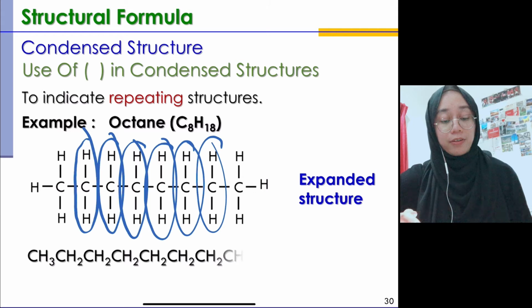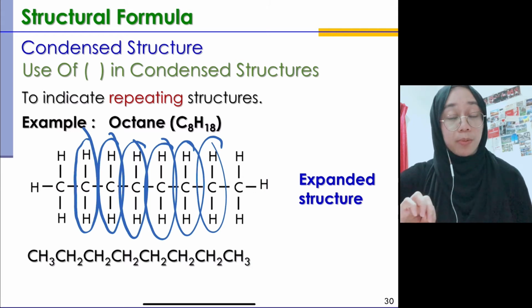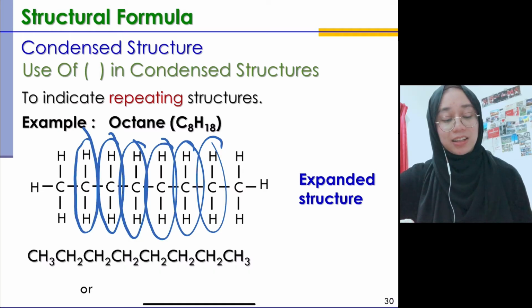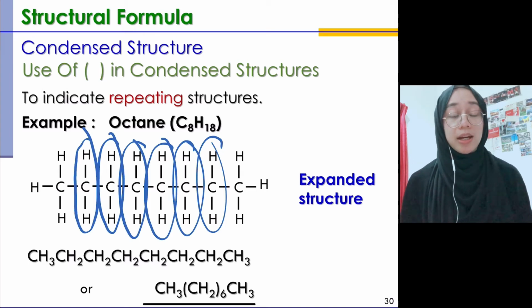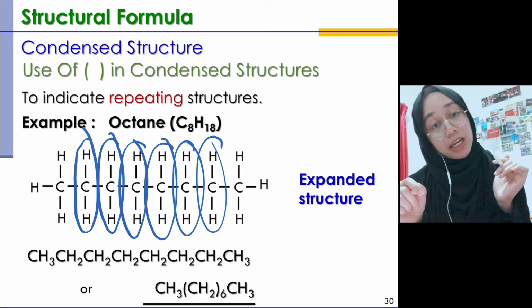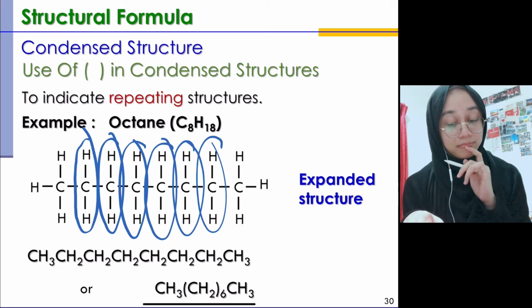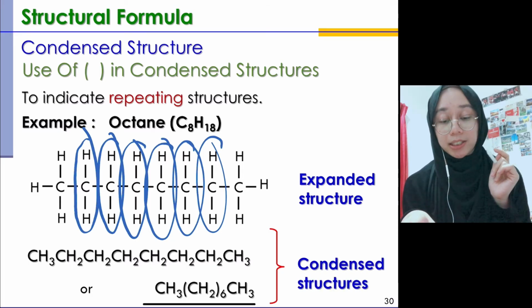Okay. Therefore, kalau yang ni, kalau kita tulis yang macam biasalah, boleh juga. Yang ni pun boleh juga, tapi panjang lah. Penat. Okay. And then, satu lagi adalah, kita boleh terus guna bracket. So, since dia repeat 6 kali, so CH3, and then CH2 tu letak dalam bracket, and then letak 6 kat situ. And then CH3. Okay. So, ini adalah considered sebagai condensed structure.